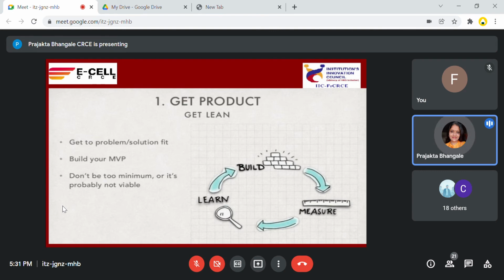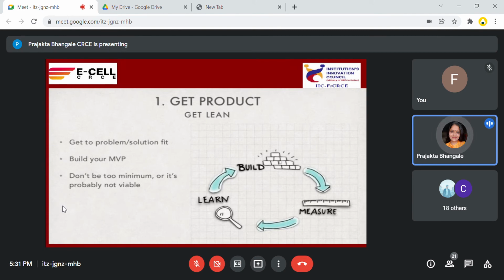Whatever idea I am having, related to that idea, which are the different products available, which are the different problems existing with those products, right? Is there any solution I can give? If there is any solution, then I have to build that solution, right? That is what the build step shows over here.